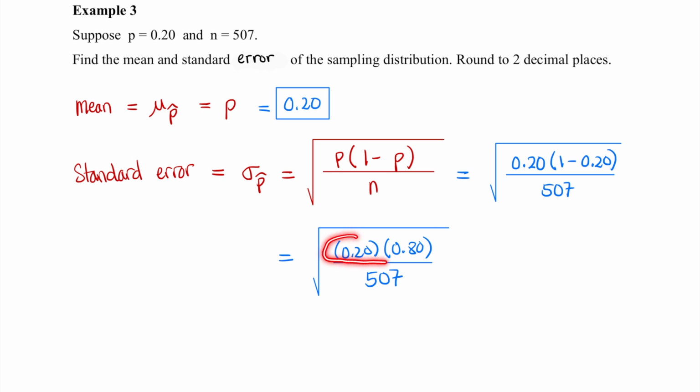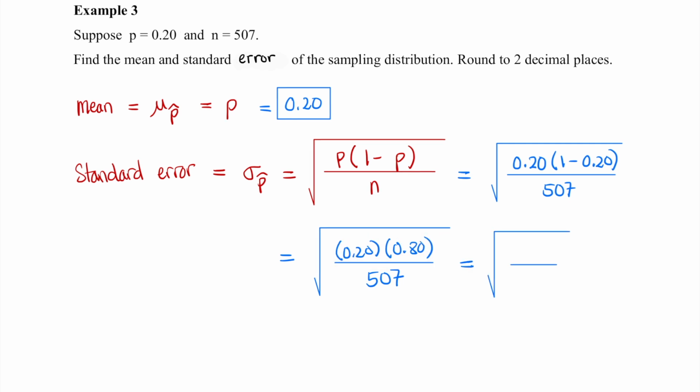0.20 times 0.80 is 0.16. So we have the square root of 0.16 over 507. Now let's put this in our calculator and we'll get 0.0177646237.